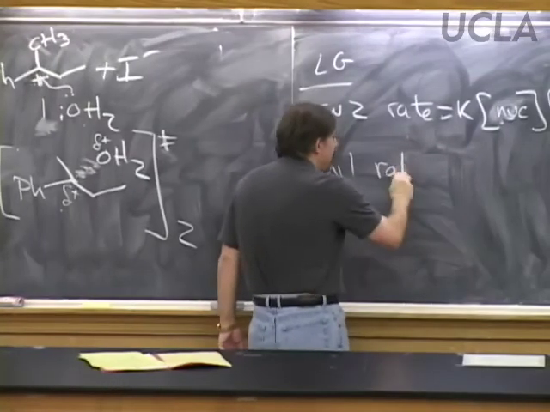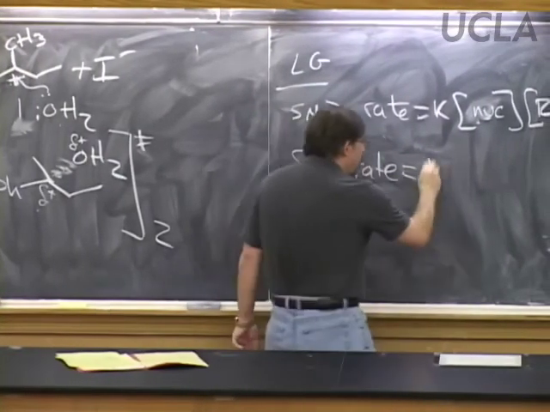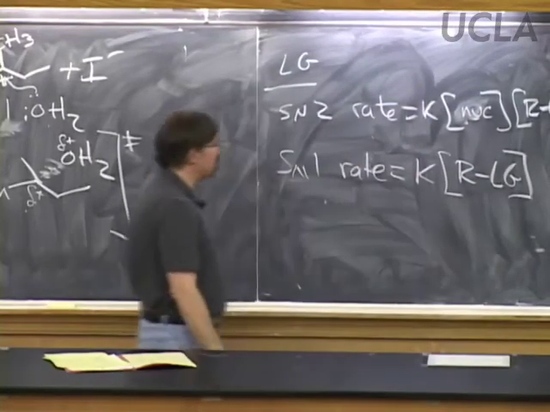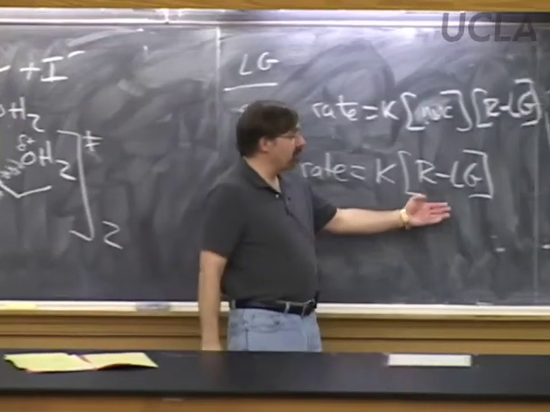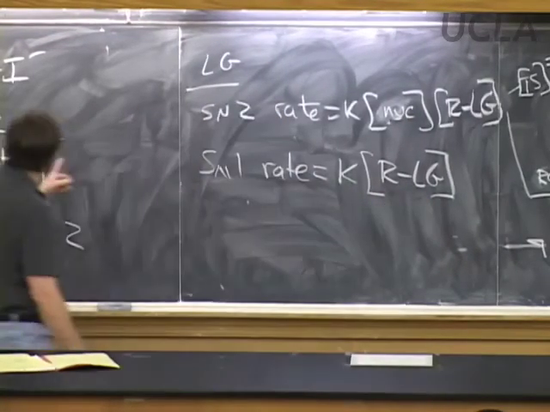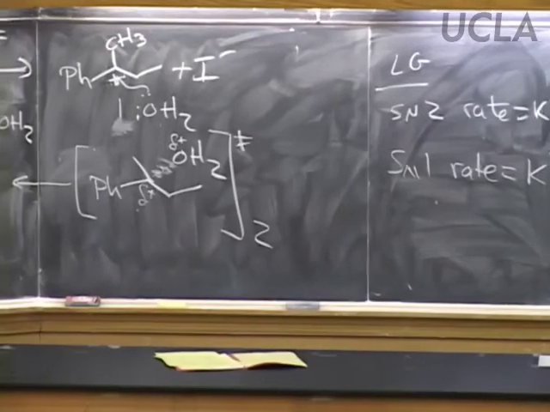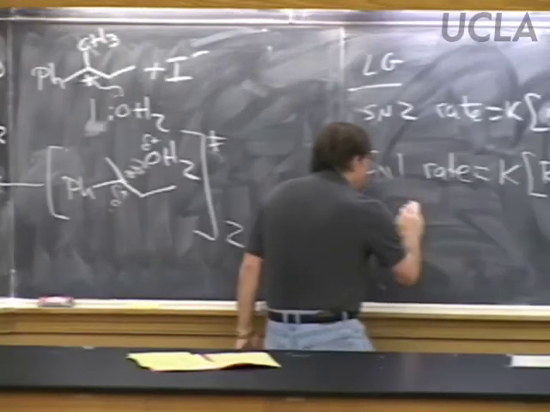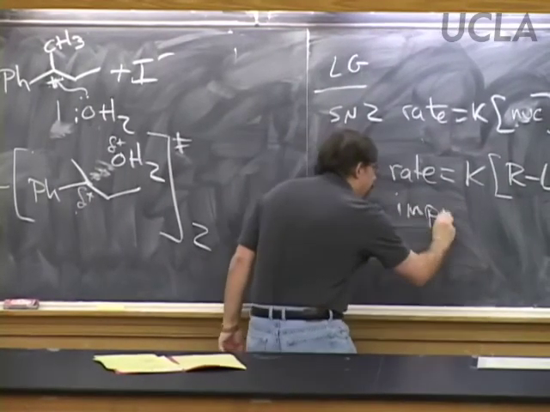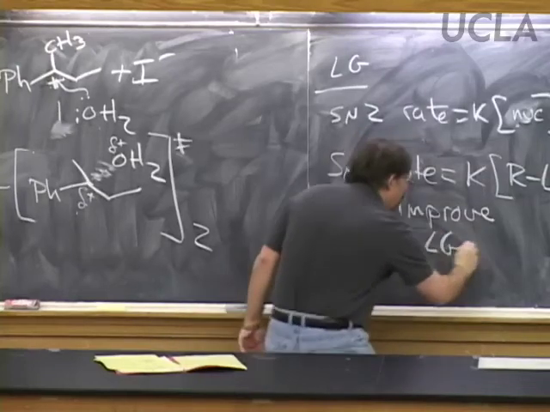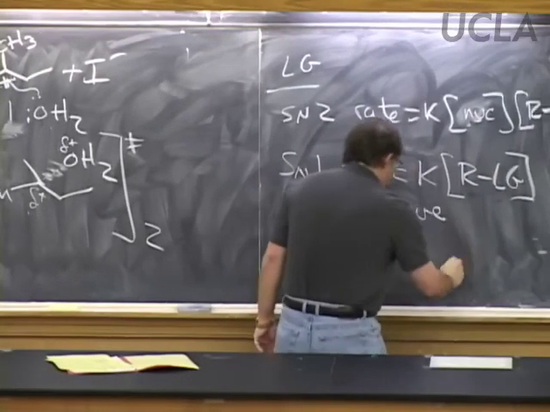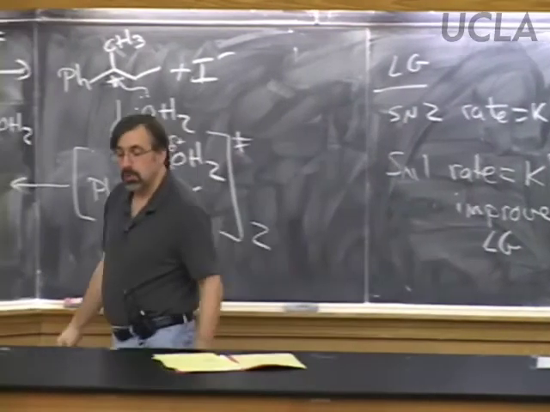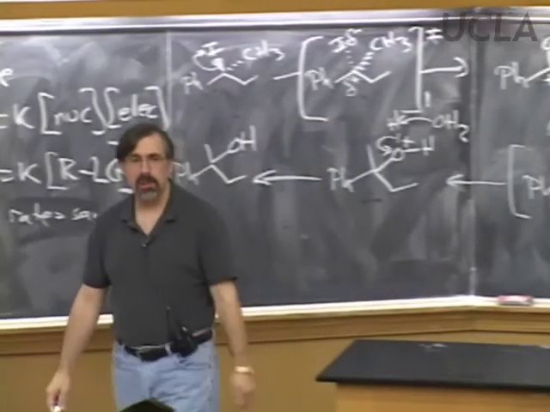Well, here's our rate expression. Rate equals, told you there was a reason to do the kinetics, rate equals concentration of thing being ionized. Is the leaving group involved? Yes. In the rate determining step, the leaving group is going away. Okay, so what happens to the rate if I improve the leaving group? What does the rate do?